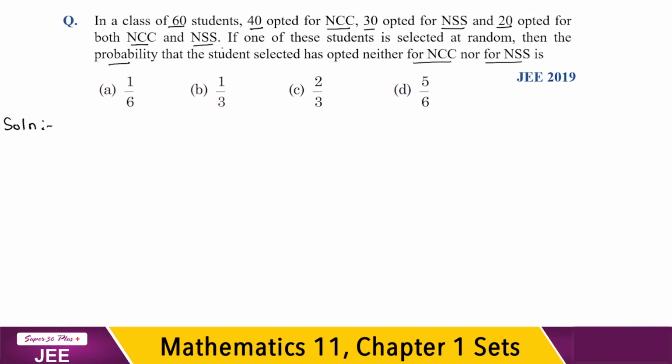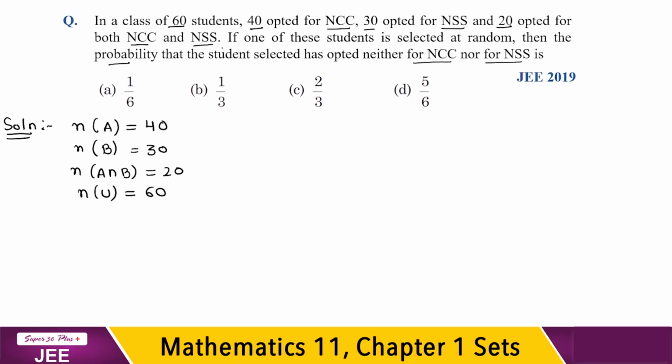First of all, we are again going to write down the given data. So the number of students who have opted for NCC, let us consider them to be in set A, is equal to 40. The number of students who have opted for NSS, let us consider them to be in set B, is equal to 30. And the number of students in both is equal to 20. And the total number of students, which means the number of elements in the universal set, is equal to 60. So this is the given data of the question.